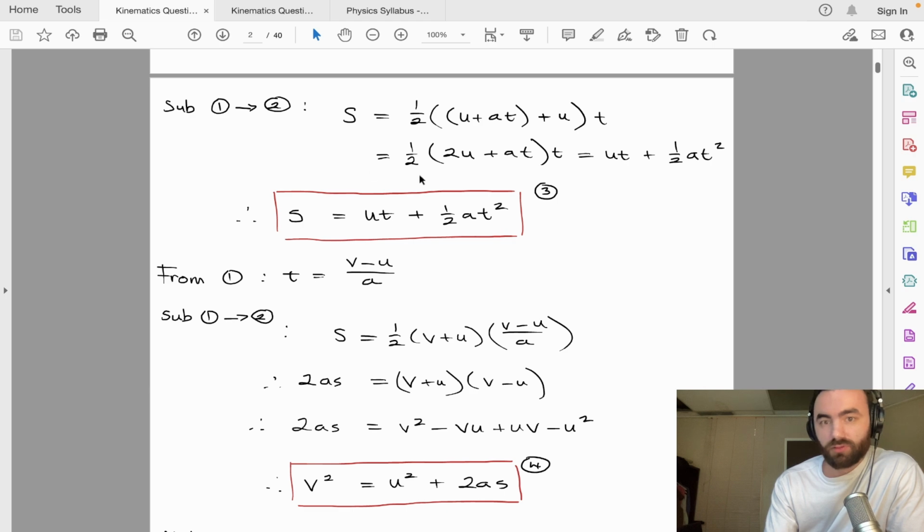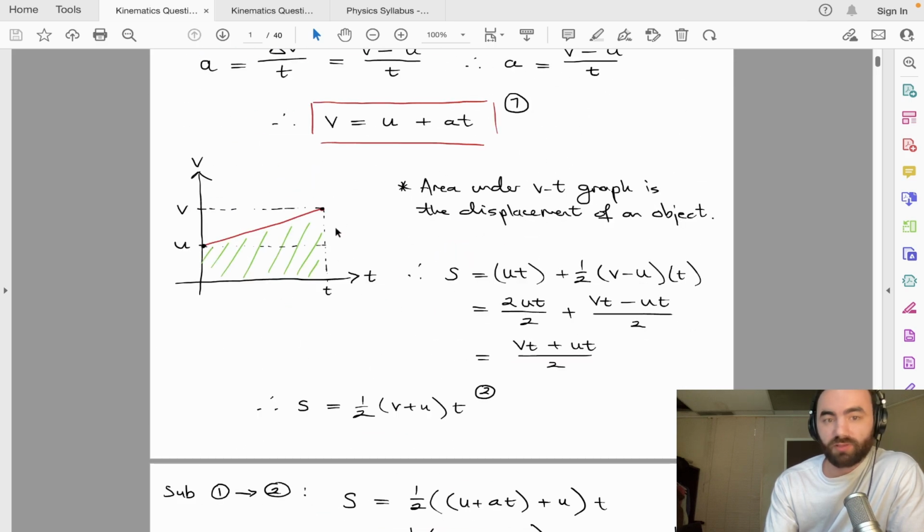I have the actual derivations here. You can go through that if you'd like. I think it's important to know where these things come from, but they do give it to you. But that's where they come from, a simple VT graph.